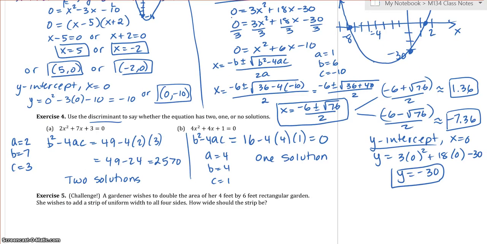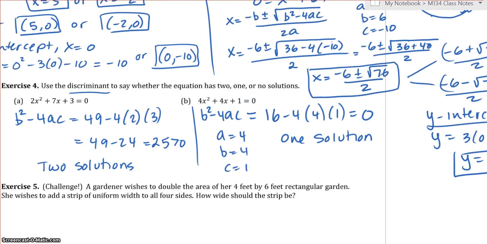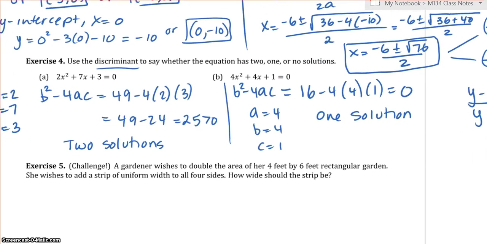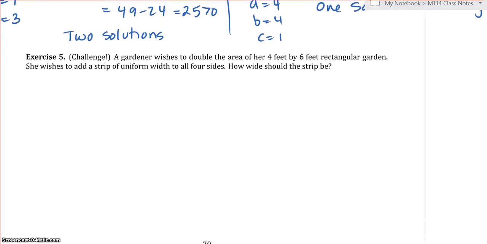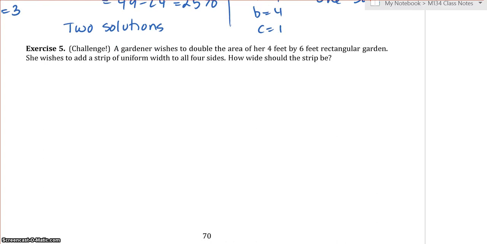Here's a challenge. A gardener wishes to double the area of her 4 feet by 6 feet rectangular garden. Let's make this a little bigger. She wishes to add a strip of uniform width to all 4 sides. How wide should the strip be? This is a challenge problem. You can see if you can try it. And then come back and you can see the solution.